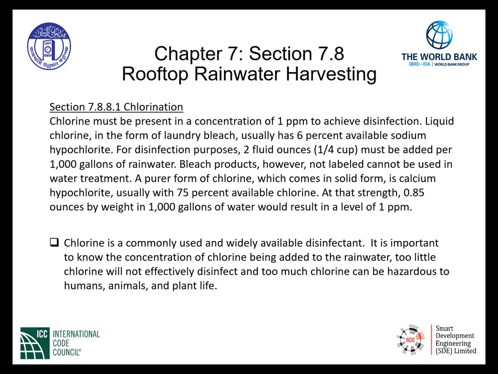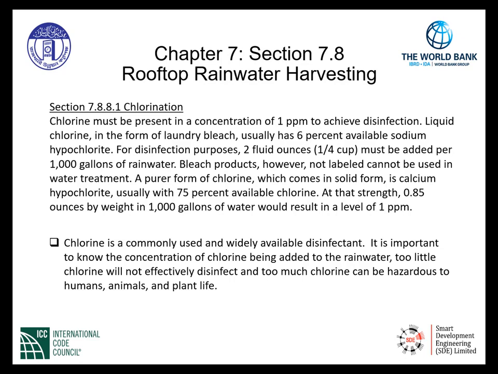Bleach products not labeled for it, however, cannot be used in water treatment. A purer form of chlorine, which comes in solid form, is calcium hypochlorite, usually with 75% available chlorine. At that strength, 0.8 ounces by weight in 1,000 gallons of water would result in a level of 1 part per million. Chlorine is a commonly used and widely available disinfectant.